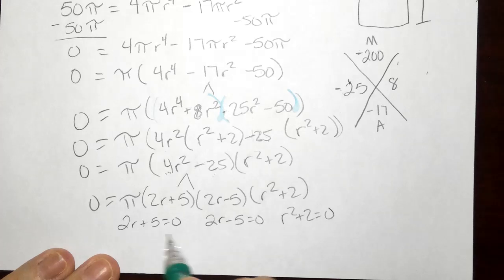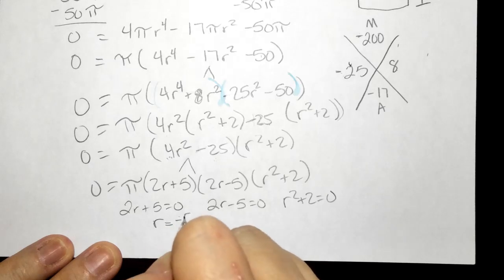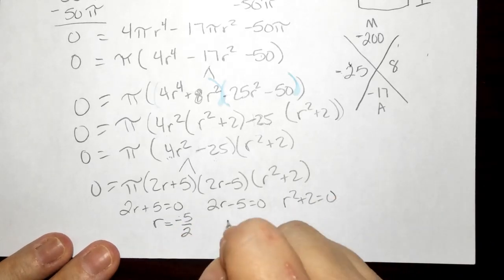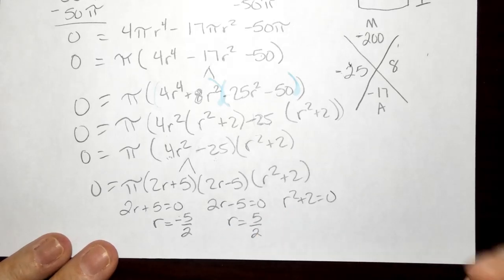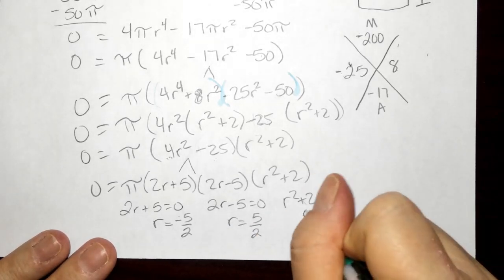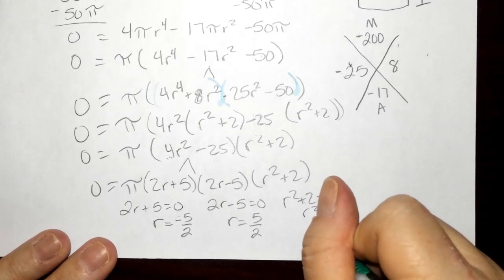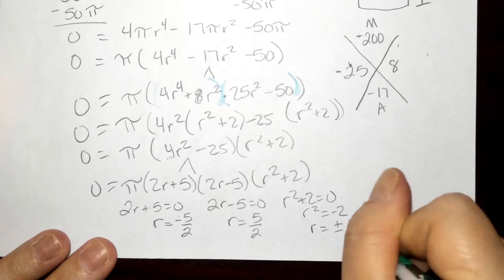So if we solve this, we subtract the 5, we divide by 2. I'm just talking this out because I'm running out of room. So we have r equals negative 5 halves, or negative 2.5 if you must. This one we get r equals 5 halves, or 2.5 if you must. Now when we do this one, we have r squared equals negative 2. So that gives us r equals plus or minus i square root of 2.